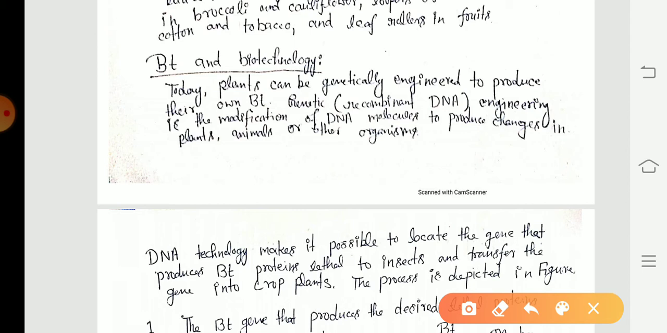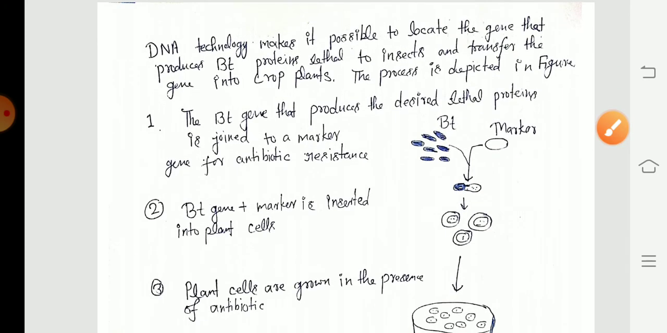Genetic engineering is the modification of DNA molecules to produce changes in plants, animals, and other organisms. DNA technology makes it possible to locate the gene that produces Bt proteins lethal to insects and transfer the gene into crop plants. The process is depicted in this figure.